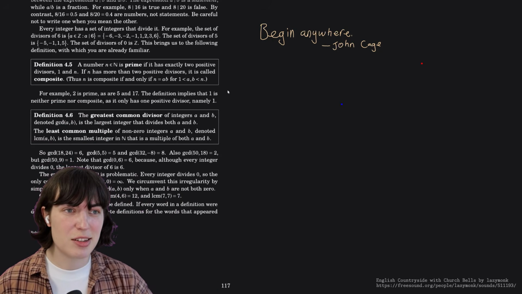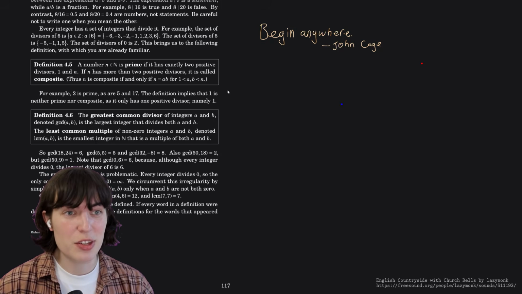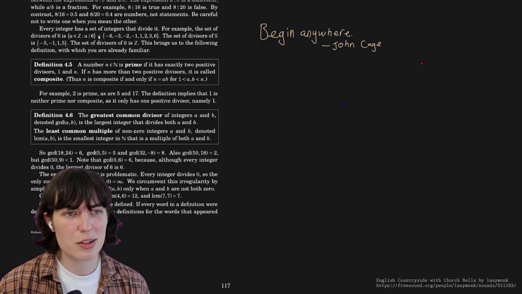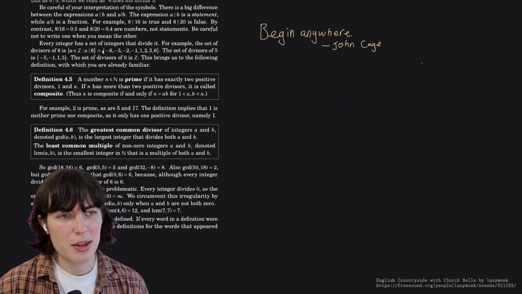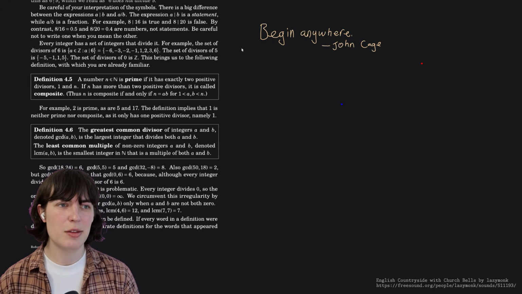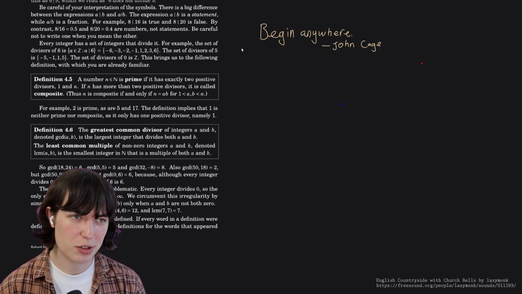Every integer has a set of integers that divide it. For example, the set of divisors of 6 is the set of a in the integers such that a divides 6, which are those numbers. The set of divisors of 5 is those numbers. The set of divisors of 0 is the integers.